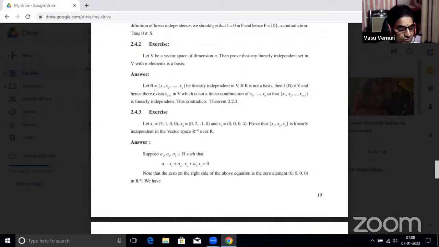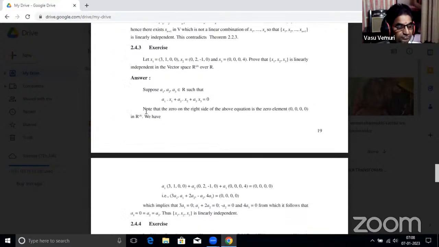Okay. Now here the linearly independent set is capital B. Suppose B is not a basis, then it does not span. Suppose there exists an element which is not a linear combination of the given basis set elements. Then the elements of the set would be linearly independent. That is also a contradiction. Okay.